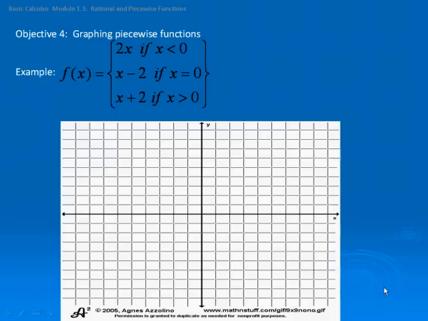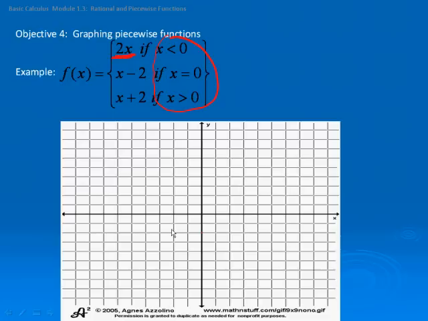Objective 4, graphing piecewise functions. Here we're given a piecewise function once again, and we're given the 3 stipulations. Now notice that all the stipulations are dealing with 0, so a lot of things are going to be changing when we get to 0. First of all, this is going to act like 2x as long as x is less than 0. So that's the left-hand side, or the numbers to the left of 0.